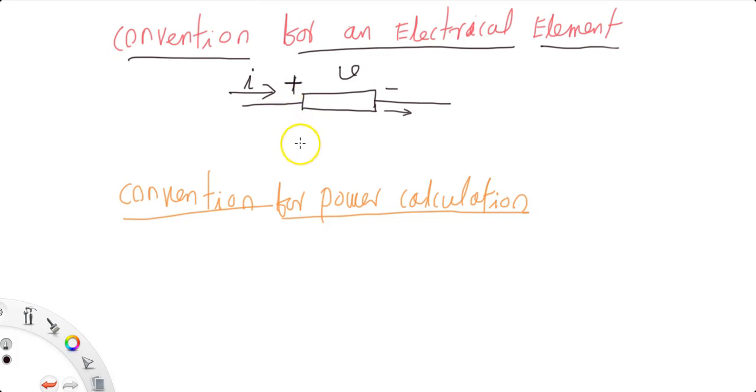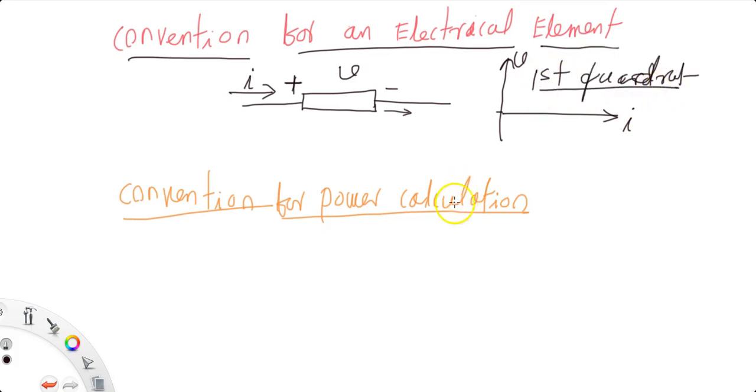This is called the positive convention for an electrical element, right? So you should remember positive current and positive voltage. This is I positive, this is V. This is drawn in the positive axis, that is, you can call it the first quadrant. So these are the conventions for positive current and positive voltage.